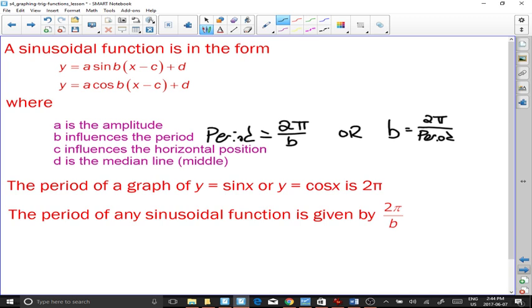When we talk about C, it influences the horizontal position. The mathematical term for that is phase shift. And the other term that we threw around the other day was a translation. It moves the graph left or right. It may mean that the starting point is not on the midline, or more specifically, it's not on the midline and heading up.